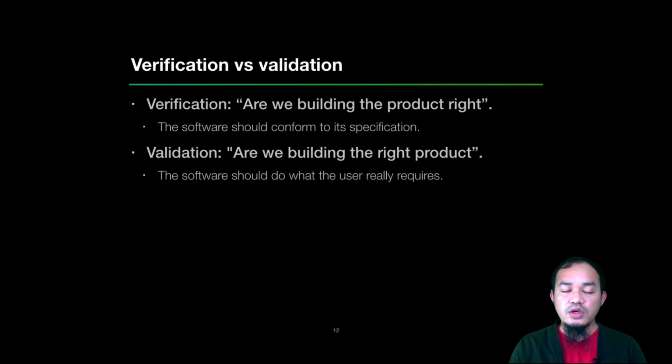Sometimes we create software that meets the verification but not the validation. It means that we create it according to the requirement of the user, but then the user doesn't need that function, so it cannot meet the validation. This is the difference between verification and validation.